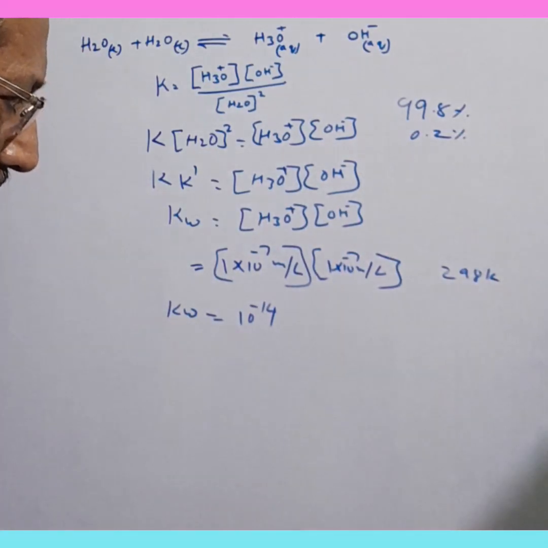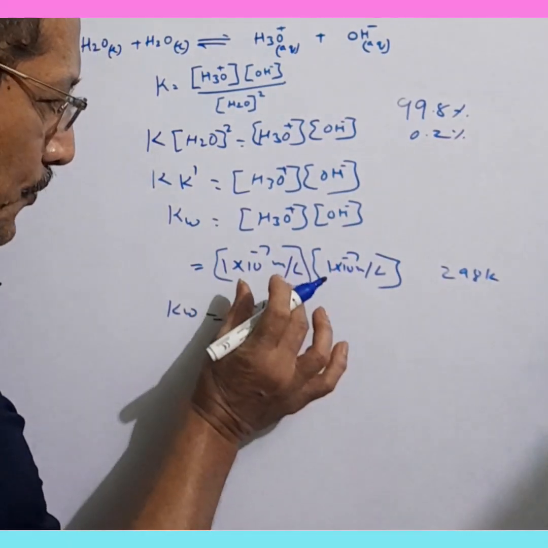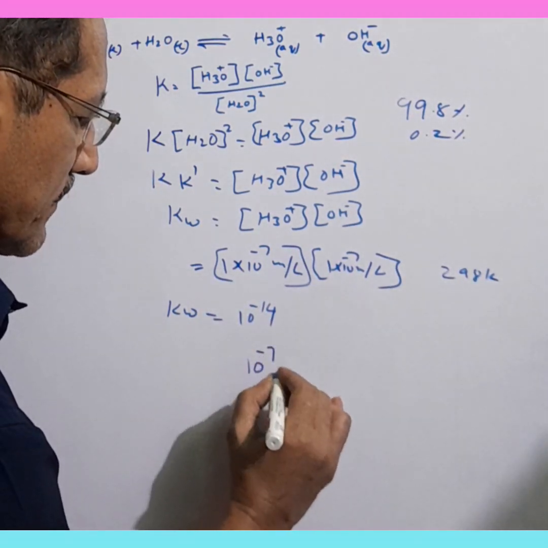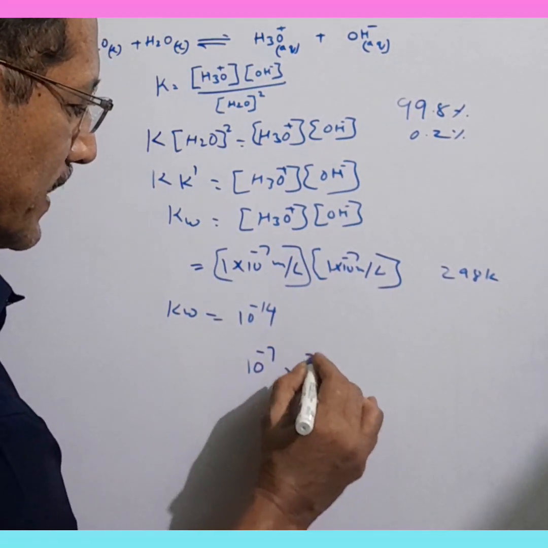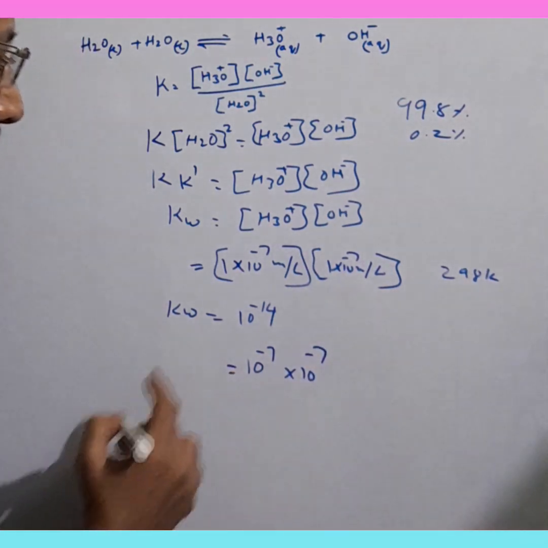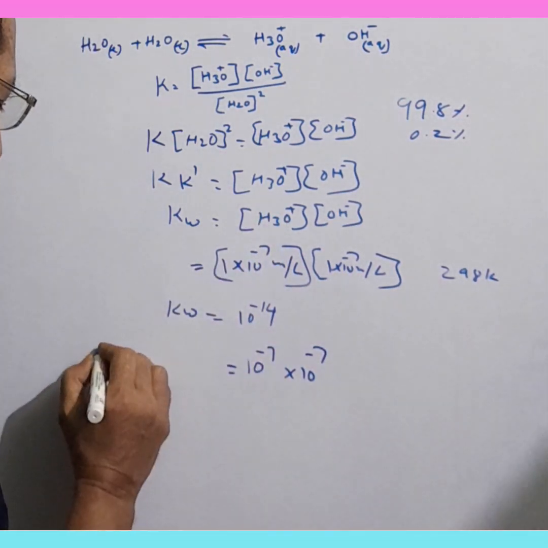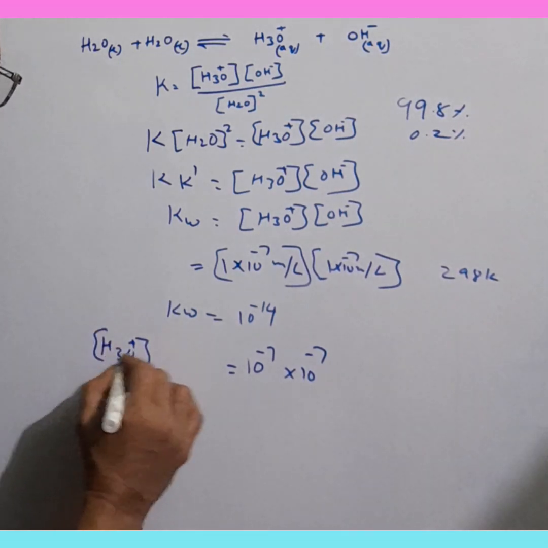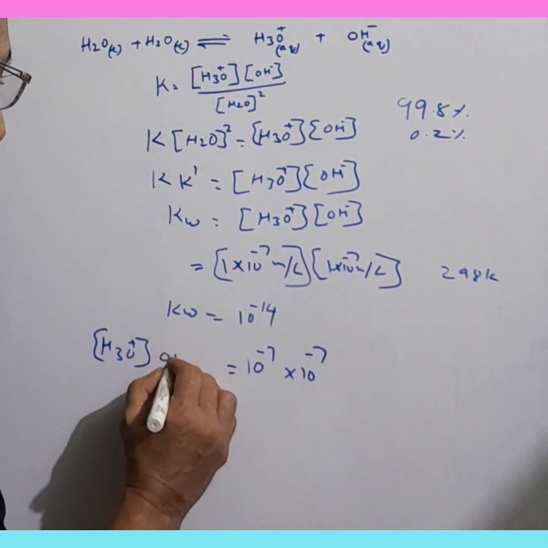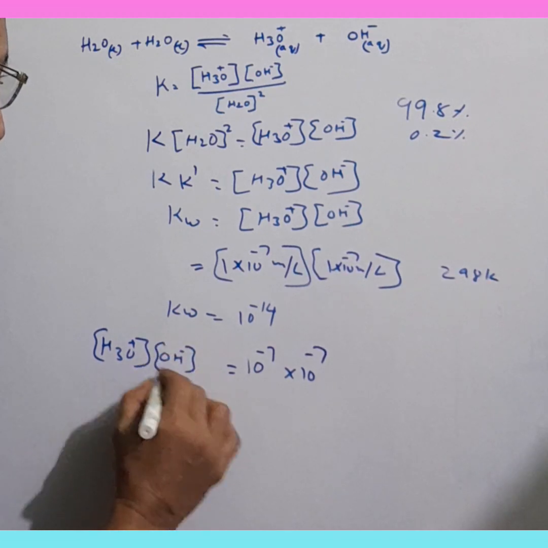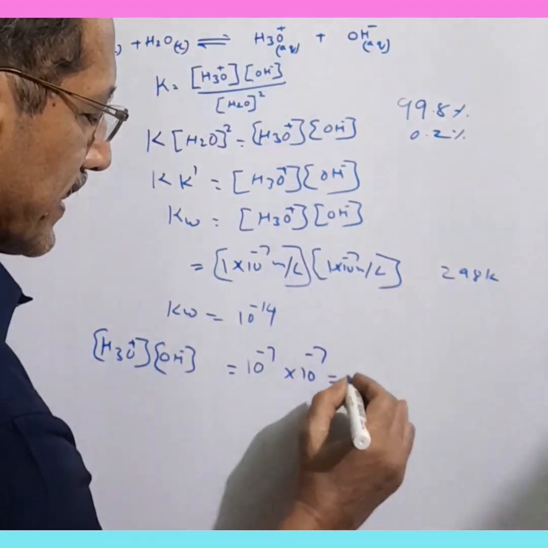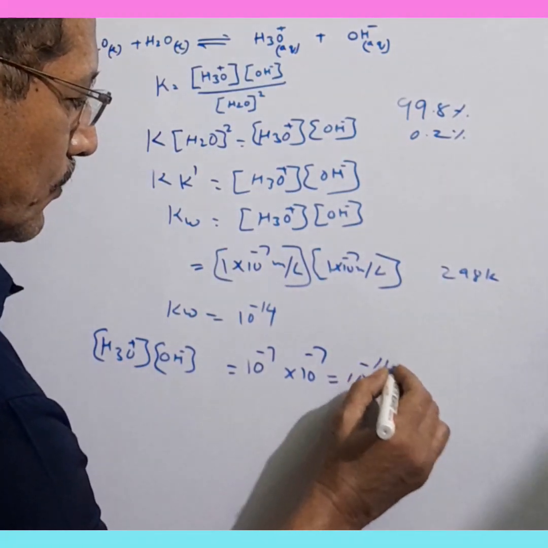For simplicity's sake, I am just putting the values. So it is 10 raised to minus 7 into 10 raised to minus 7, and what is that? That is the ionic product of water, H3O plus and OH minus. So this gets the value of 10 raised to minus 14.